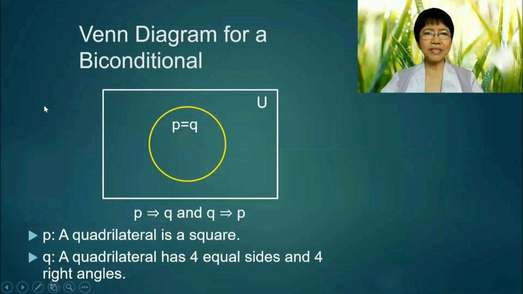Now we can also represent the biconditional with a Venn diagram. So in this Venn diagram, the set P and the set Q are equal. So they are overlapping sets or simply the same set. So we have P implies Q and Q implies P represented by this one circle. The P here is a quadrilateral is a square, and the Q, a quadrilateral, has 4 equal sides and 4 right angles.